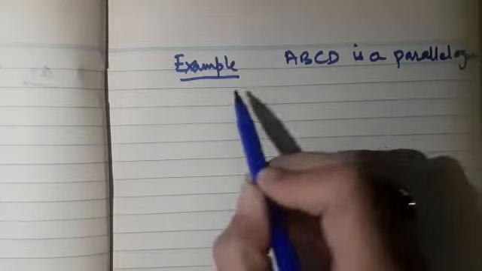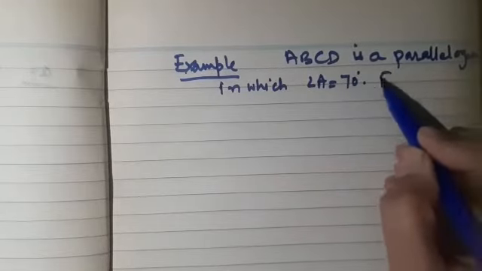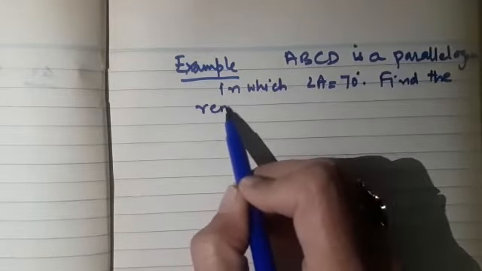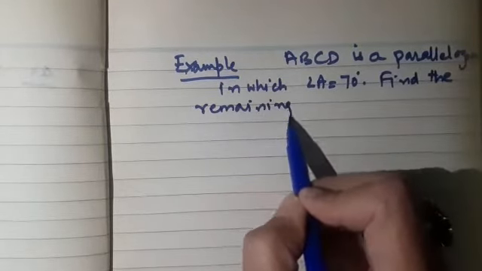Hello dear students, let us understand this example which is based on properties of parallelogram. So here it is given that ABCD is a parallelogram in which angle A is given to be 70 degrees and we need to find the remaining angles of the parallelogram.